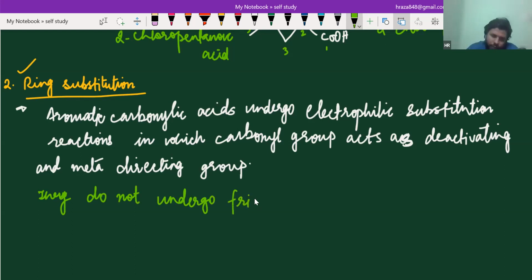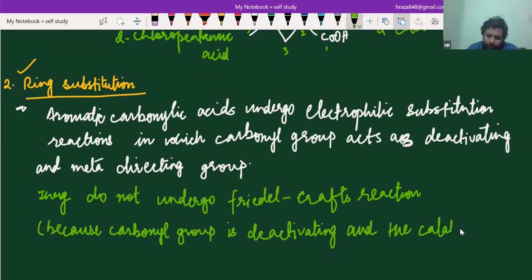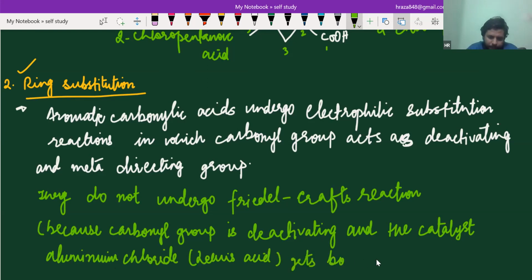Okay. They do not undergo Friedel-Crafts reaction, because the carboxyl group is deactivating and the catalyst aluminum chloride, which is a Lewis base, sorry, Lewis acid, aluminum chloride, Lewis acid gets bonded with the carboxyl group. So please do write it and then I will explain each and every point.